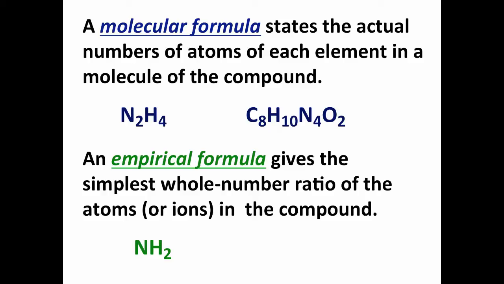So predict what the empirical formula for caffeine would be. And hopefully you would say C4H5N2O, because the 8, 10, 4, and 2, the numbers of atoms of each of the elements in a caffeine molecule, can also be divided by 2 and give whole numbers, and that's the smallest whole number ratio that we can get. So that's the empirical formula for caffeine.